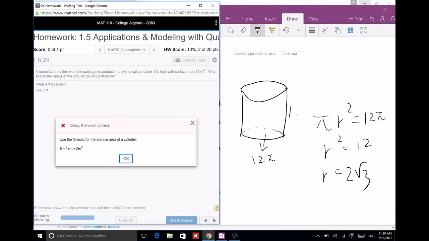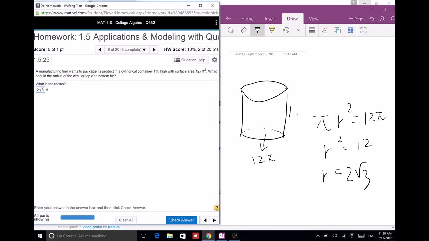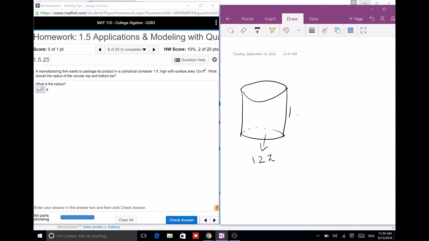Wait a moment. Oh, my bad. It's height, it's surface area. It's wrong. The surface area is the whole thing: the bottom and the top, and the outside surface. So the total is 12 pi. Suppose the middle is r.